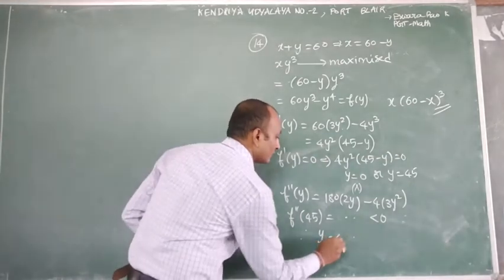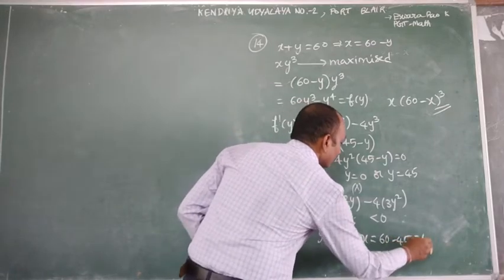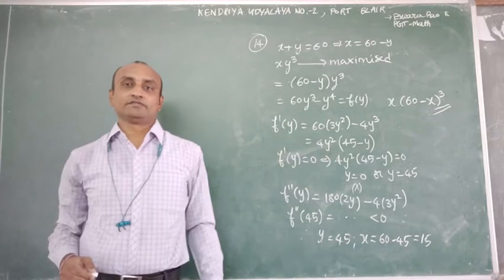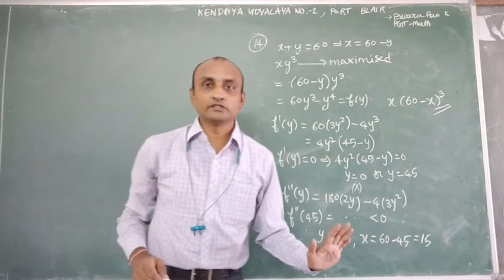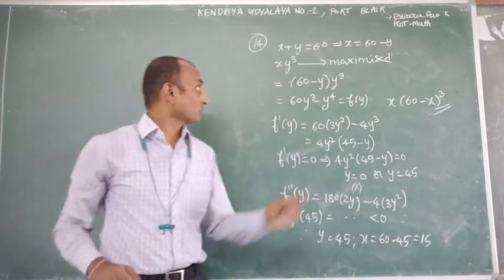Therefore, y is equal to 45, x is equal to 60 minus 45, which is 15. So the values of x and y are 15 and 45. Like that you can do. Hope you understand this one also. So the quantity is x y cube.